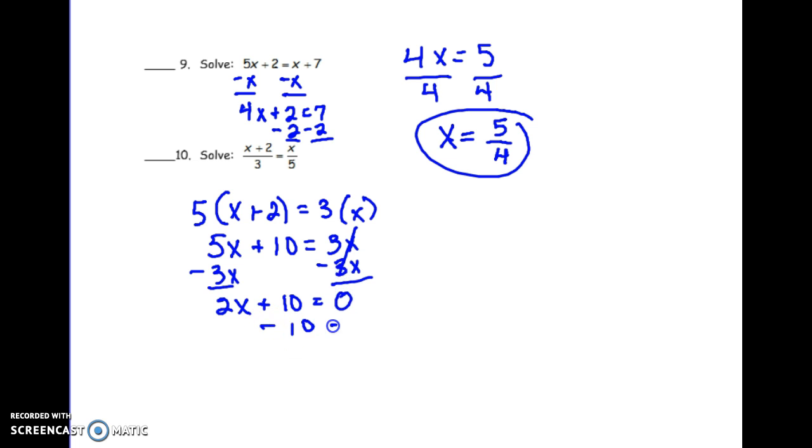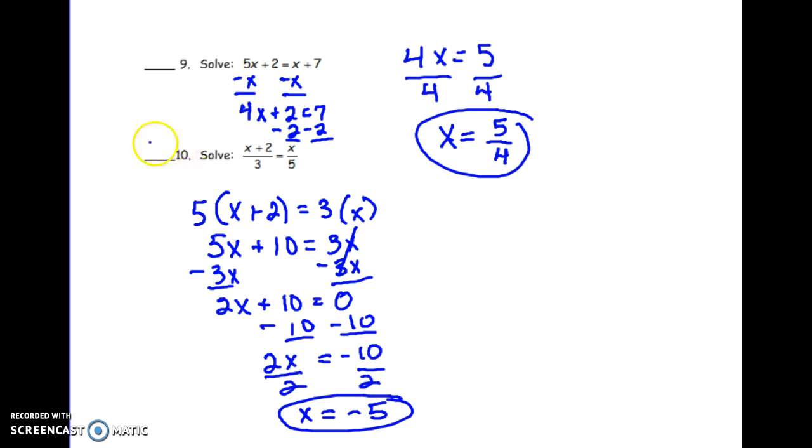Then I'm going to subtract 10 from both sides. I get 2x is equal to negative 10. Then I divide by 2. X is equal to negative 5. So number 10 is negative 5. All right, this one was 5/4.